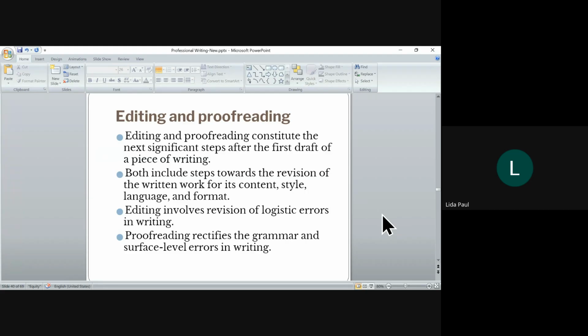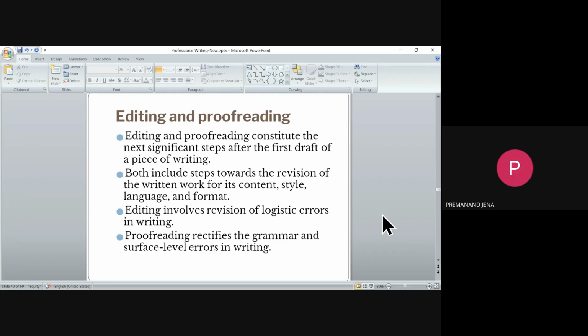So this is on editing and proofreading, right? There it is on the slide, but at the outset, can one of you try and tell me what is the difference between editing and proofreading in writing? Editing and proofreading. What do you think could be the major difference between editing and proofreading?